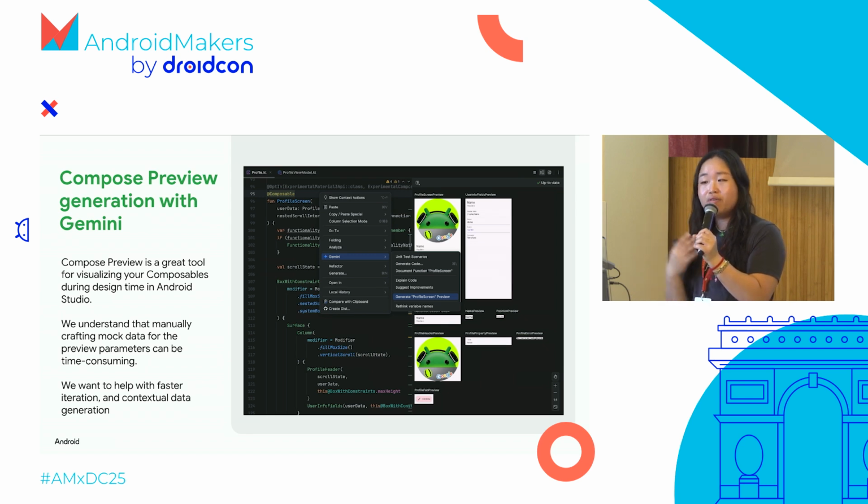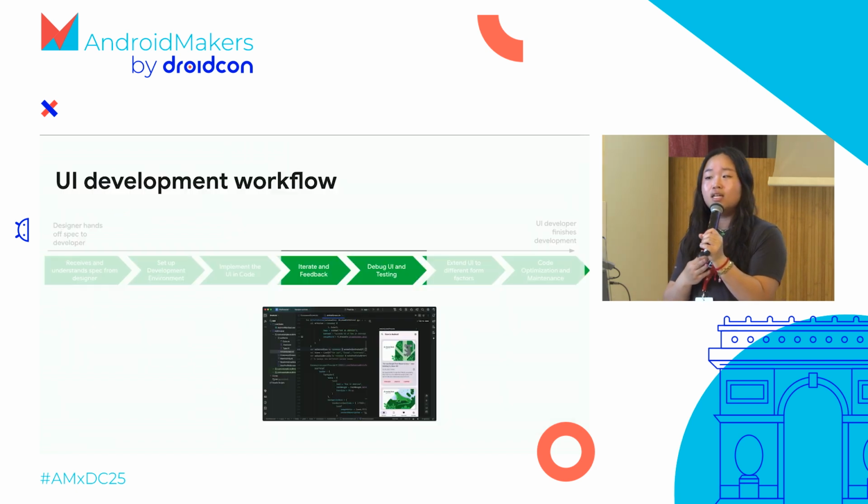One of the things that we've heard about Compose Preview is that coming up with the mock data and setting up parameters can be really time-consuming. So one of the things that we also want to work on is to get you in that mode really quickly. Diego will show this later, but the idea is we have Compose Preview generated by Gemini to help you with faster iteration, as well as more contextual data based on what your composables are about.